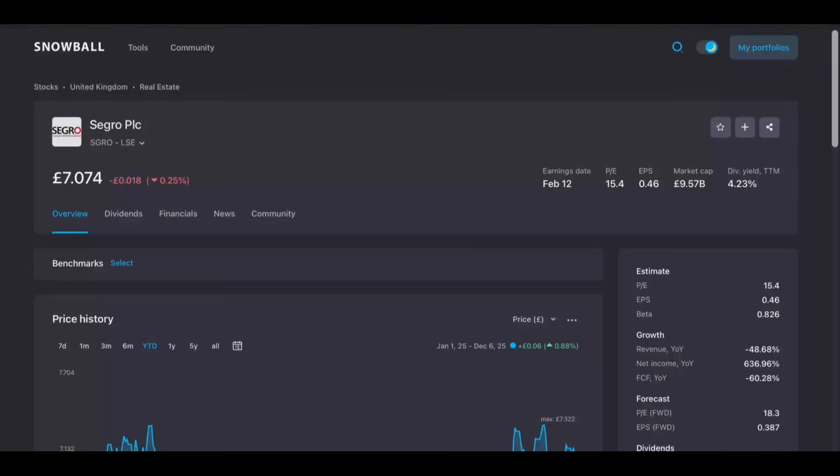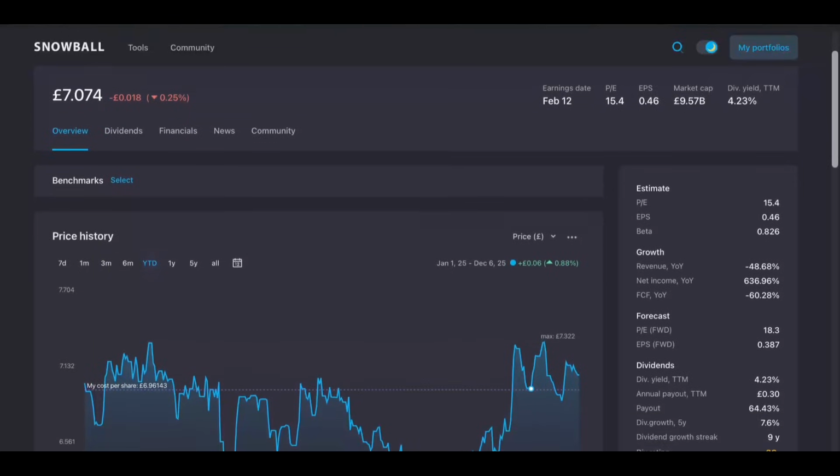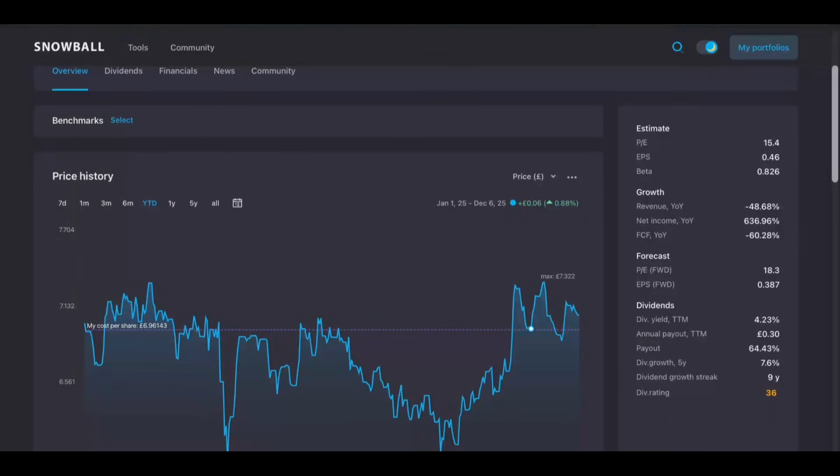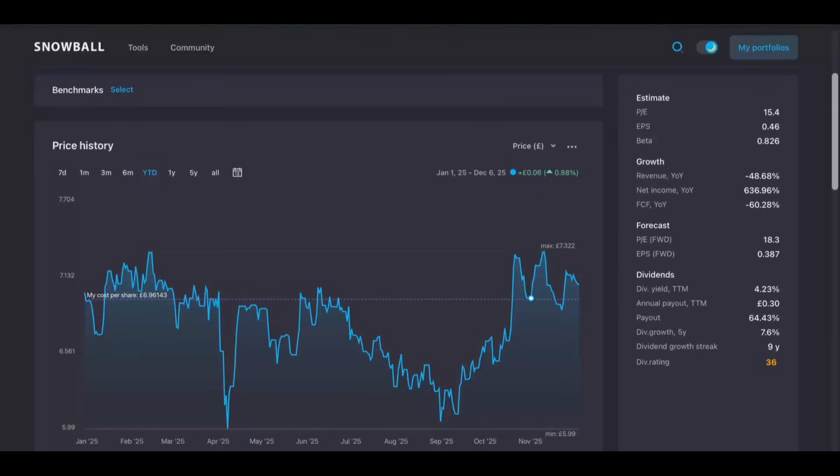So let's start off by adding to my Segro position. This is one that I only opened up last month, and since opening is slightly in the green, but I do still think it's at a fantastic price to keep adding to it. As we can see, they have a dividend growth streak at 9 years, a 5-year dividend growth rate at 7.6%, and they also have a current dividend yield that sits at 4.23%.